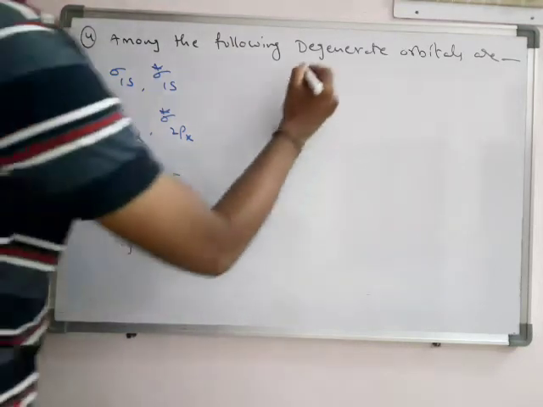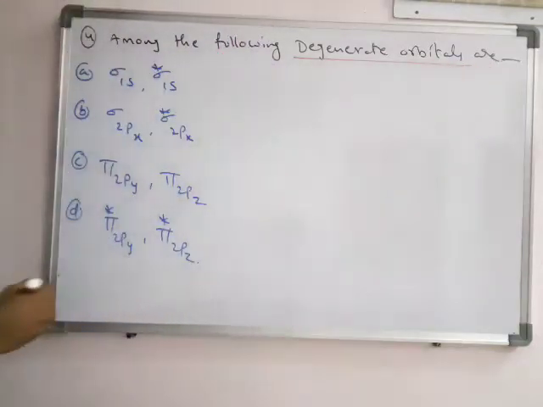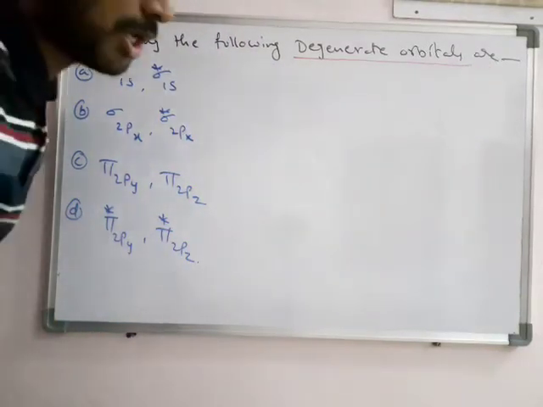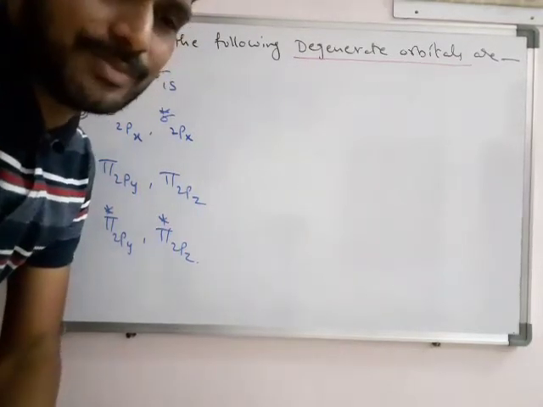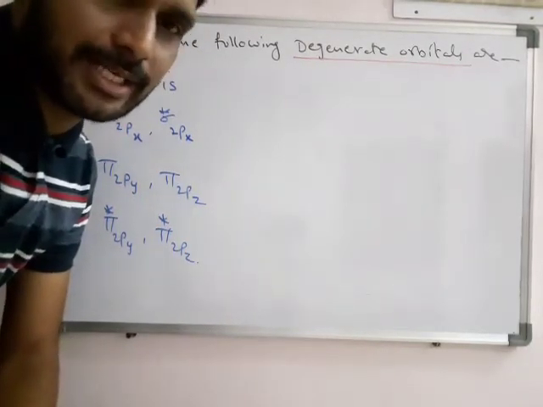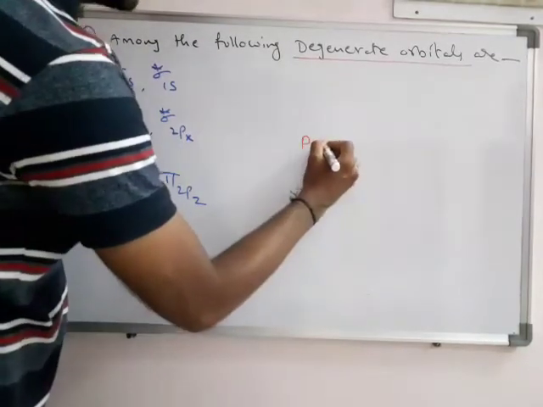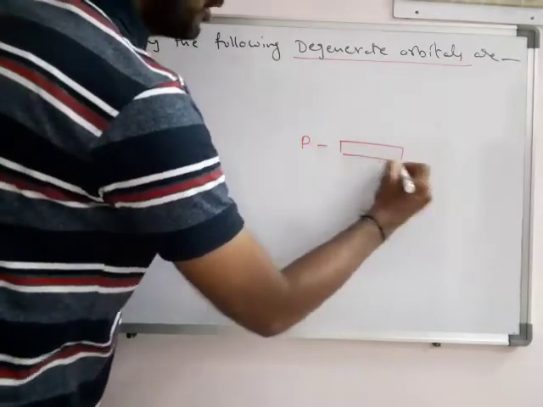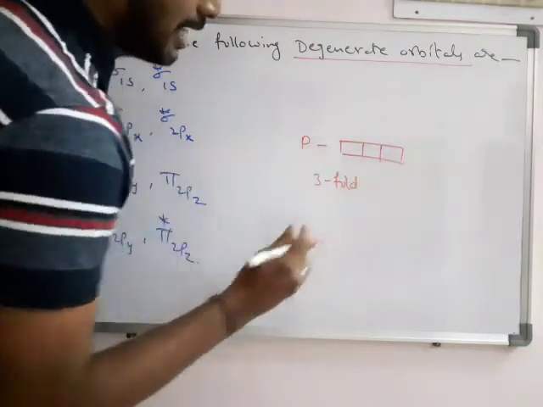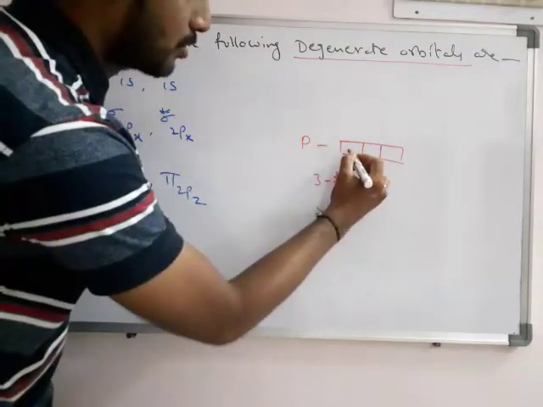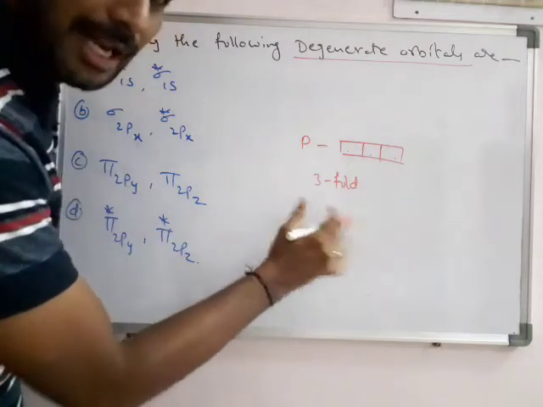First you need to know what is meant by degenerate orbitals. For normal atomic orbitals, for example, the p orbital is 3-fold degenerate. And actually it has 3 boxes. It has 3 orbitals: px, py, pz. All are having the same energy.